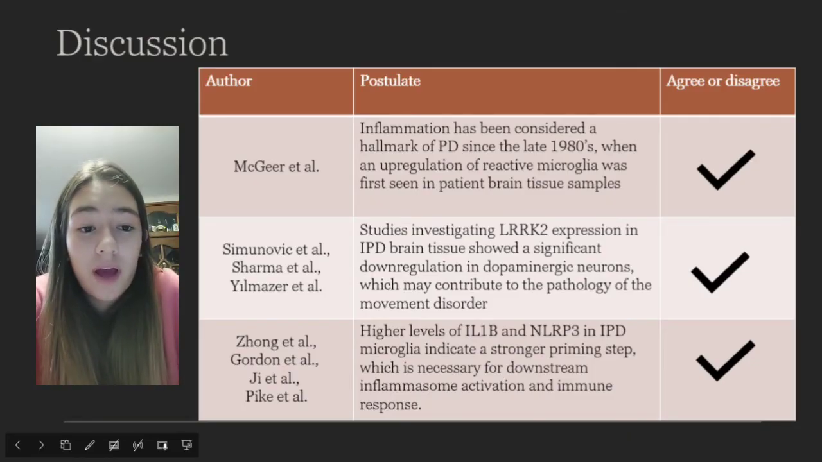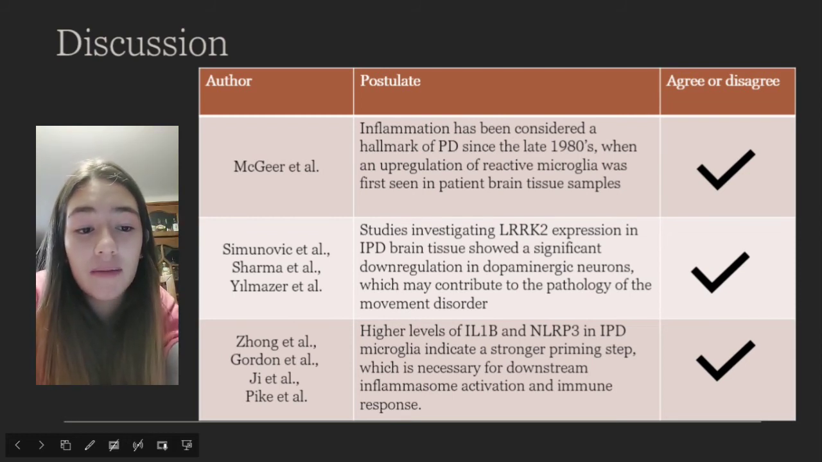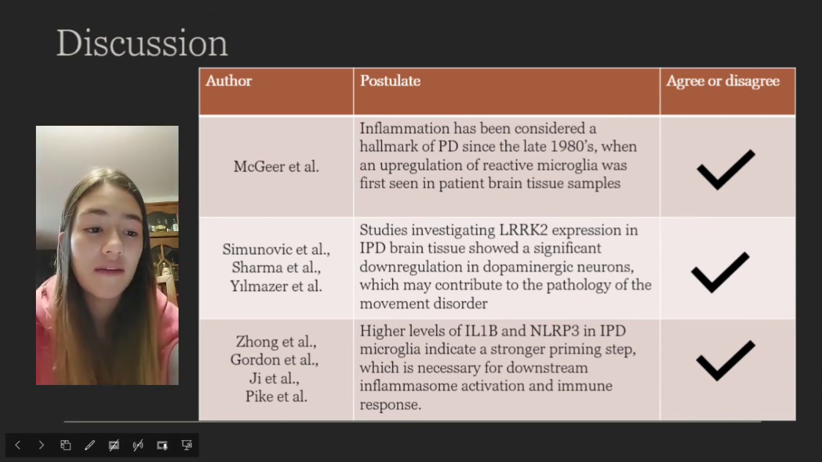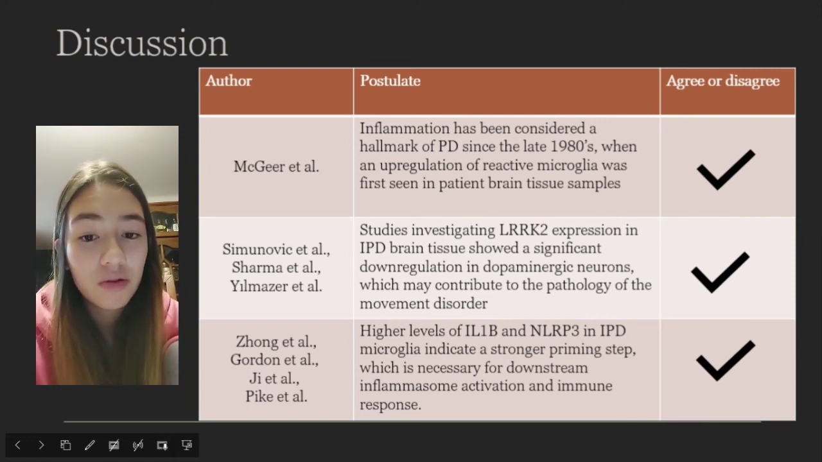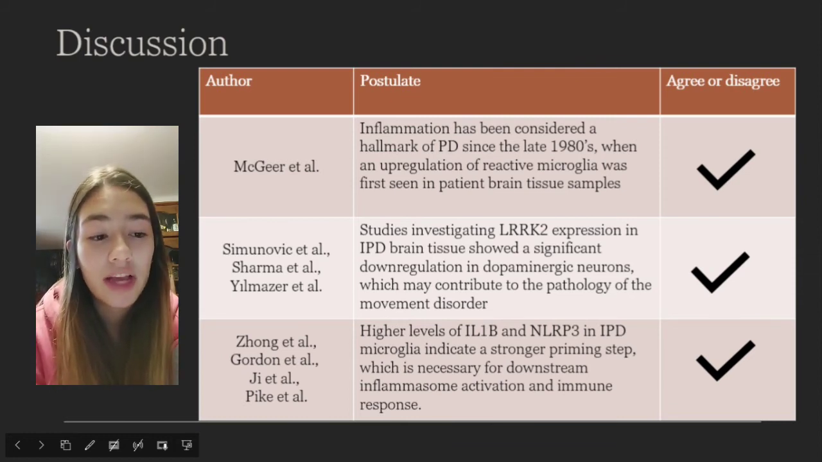Okay, now the discussion. McGeer et al. said that inflammation has been considered a hallmark of PD since the late 1980s, when an upregulation of reactive microglia was first seen in patient brain tissue samples. That agrees with our study. Simon Fick et al., Sharma et al., and Gielmaser et al. also said that studies investigating LRRK2 expression in IPD brain tissue show a significant downregulation in dopaminergic neurons, which may contribute to the pathology of the movement disorder. It actually agrees with the results of the study.